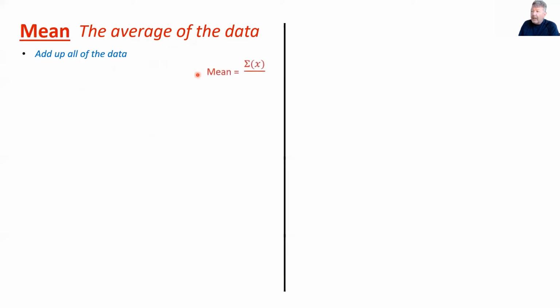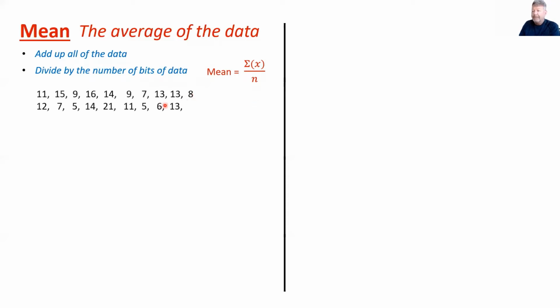So we can write it as the mean equals, now this symbol here means the sum of, it's a Greek letter, it means the sum of all the x's, and x represents a score. So the mean is simply the sum of all the data, which is what we've got here. Add up all the data, the sum of all the data. And then we divide by the number of bits of data, which is simply n. So the sum of all the data divided by n. Got that? Make sense? All right, let's look at an example.